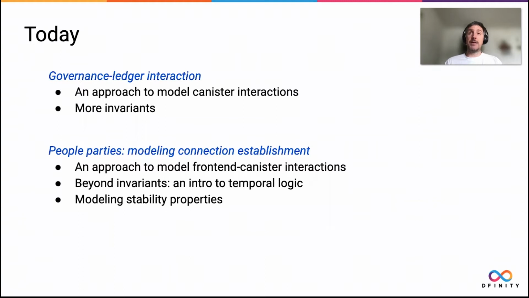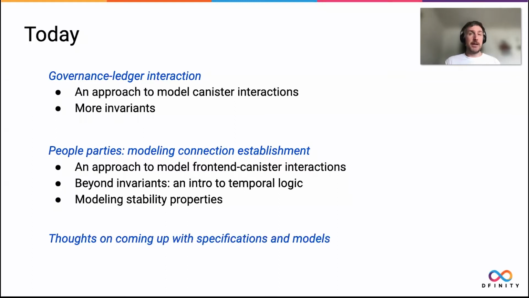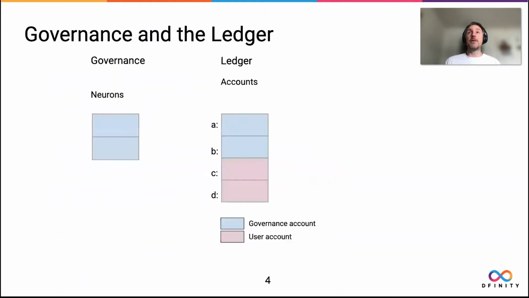Then some of the properties in the People Parties model are going to require us to go beyond invariance, so I'll use it to give a brief intro to temporal logic as well. We'll see some tricks for how we can model stability properties in particular, which are relevant for this project. And finally, I'll wrap up with some thoughts on coming up with your own specifications and models. This is one of the questions that popped up. Okay, so let's dive into it.